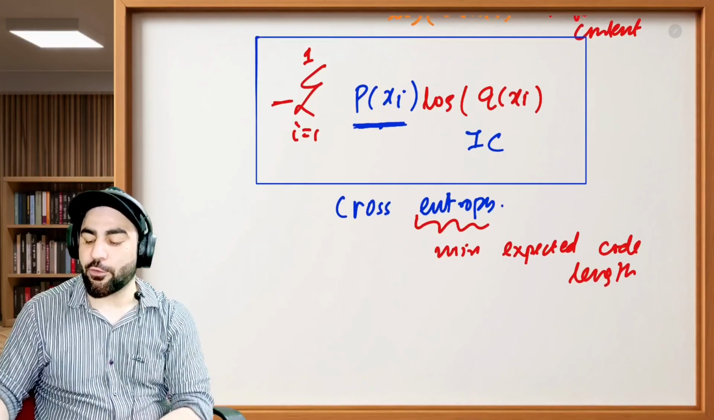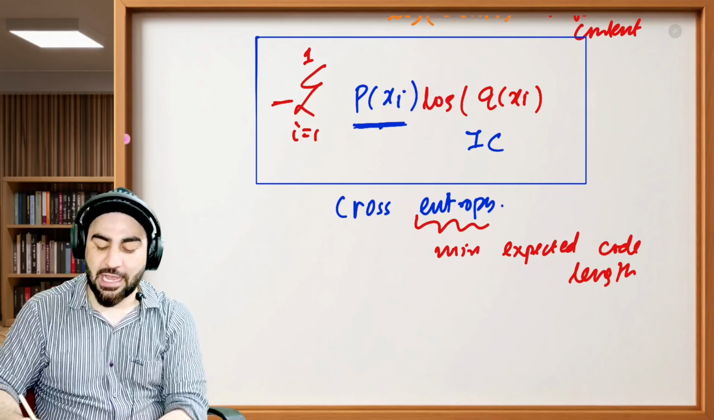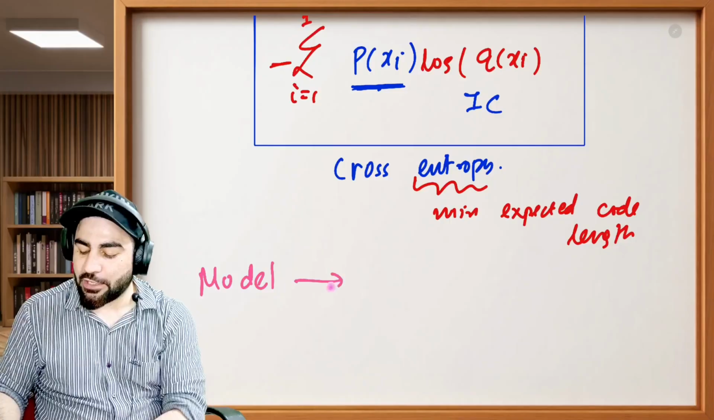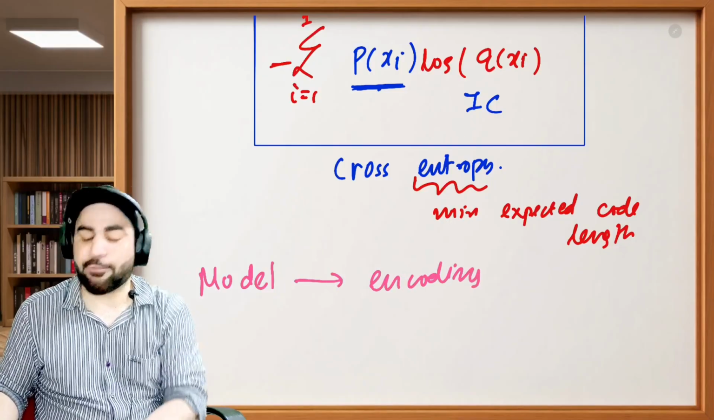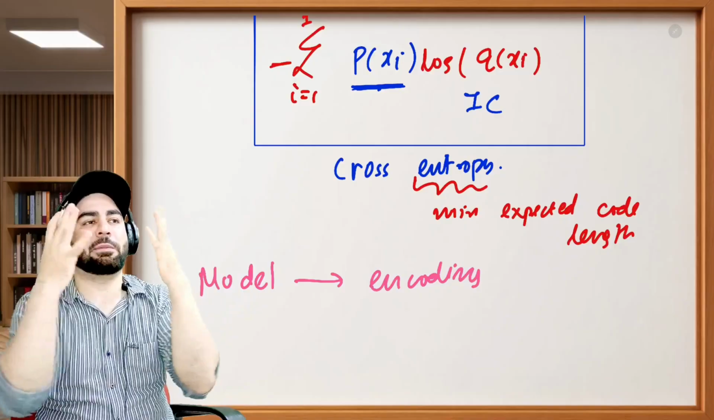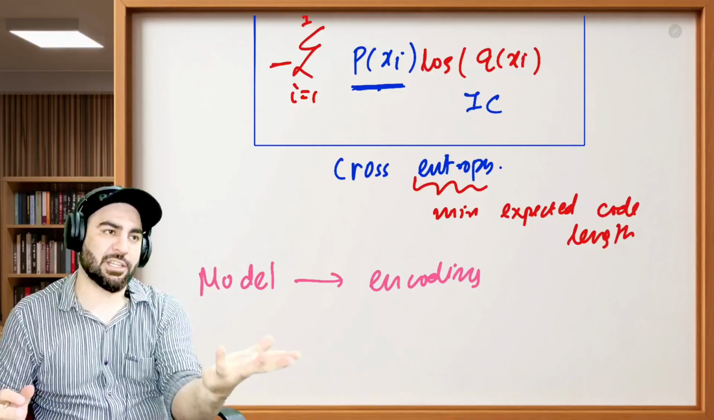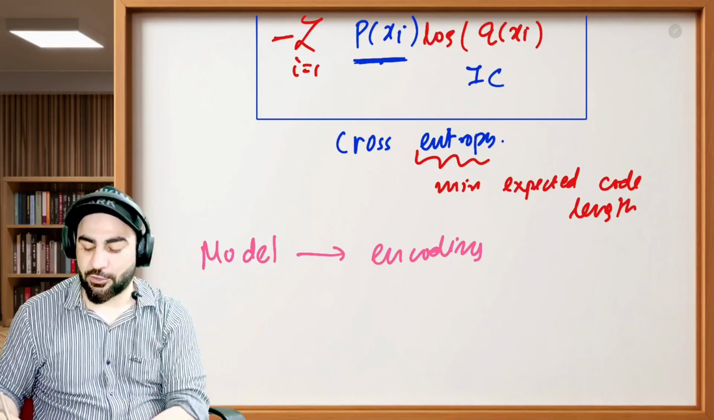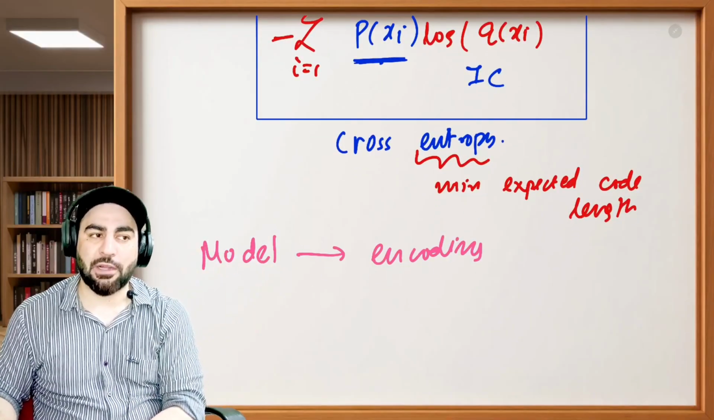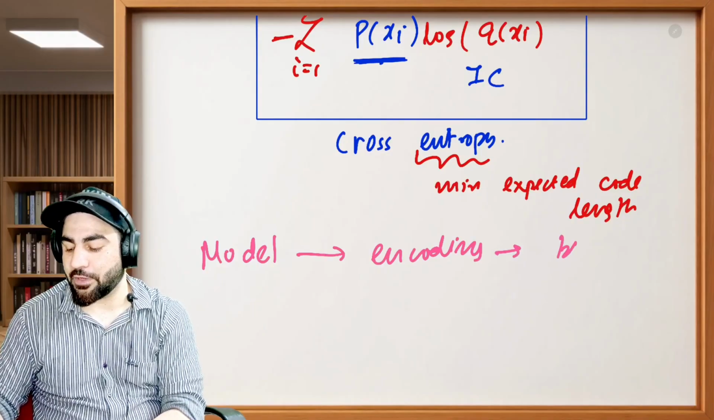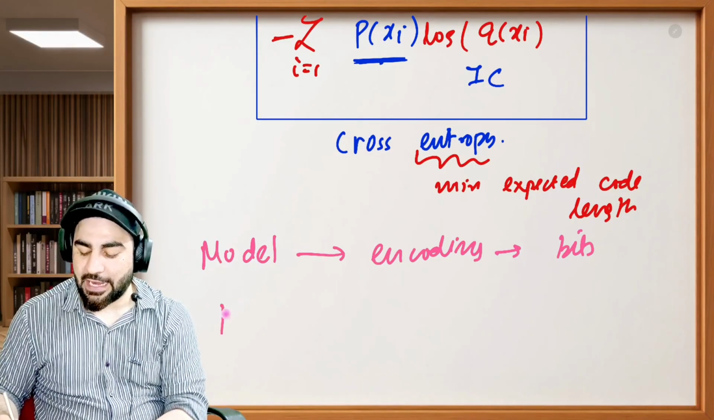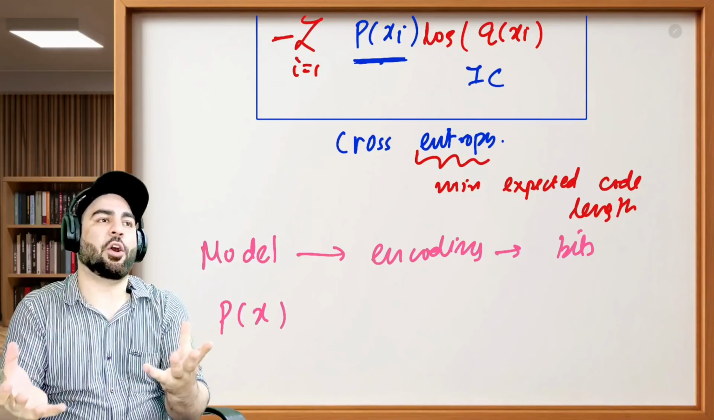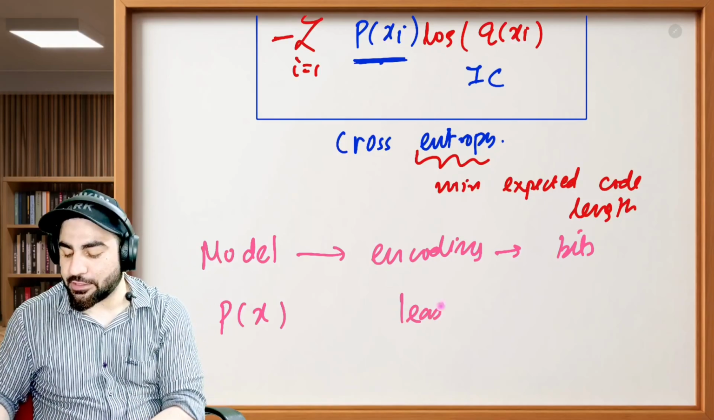If I use the model's encoding, see it from the information-theoretic perspective: my model is just an encoder. How much information content is there then? It will tell you how many bits to use. If the model is very close to the actual thing, this is the encoding scheme. I am using the model as an encoder, and it tells me the number of bits used. If I had the real probability, the actual data, I would get the least number of bits.